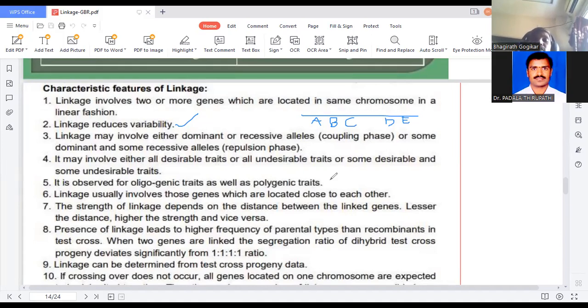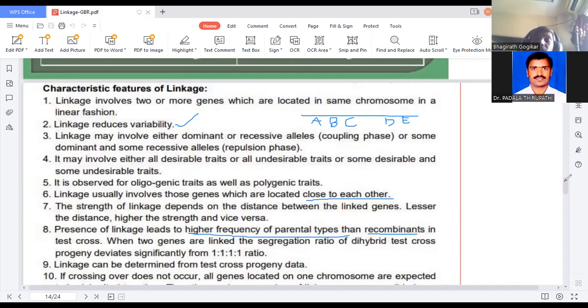Linkage usually involves those genes which are located close to each other. This is very important. When the distance between the genes is very small, linkage is very strong; the strength of the linkage is more. The presence of linkage leads to a higher frequency of parental types than recombinants. You can understand this point. The presence of linkage leads to a higher frequency of parental combinations than the recombinants in the test cross.